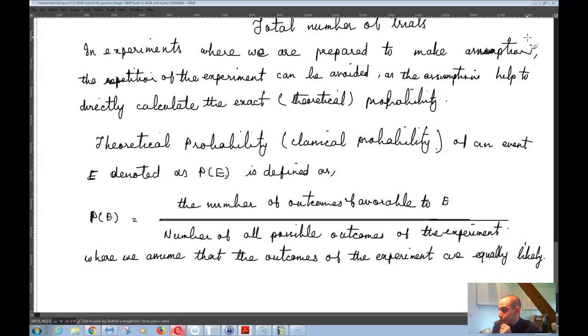Now in the next video we will talk about some examples based on this definition of theoretical probability. So let's see what we have over there. I'll see you in the next video.